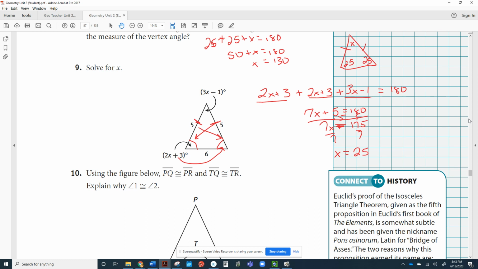Now be sure you read the question. We just found x. Does it say solve for x? Yes, it does. It says solve for x. So that's all we have to do. But a lot of times it doesn't say solve for x. It says find the measure of each angle. And if it did say that, then we would have to go ahead and plug in 25.